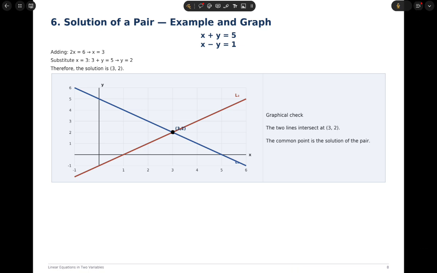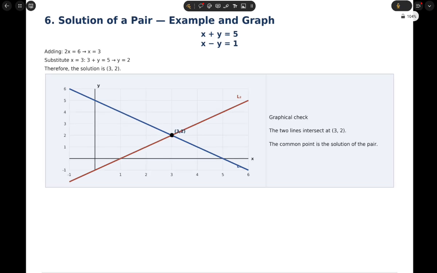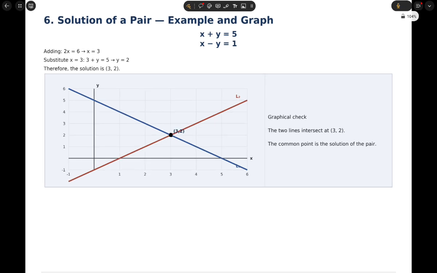Next, how do we find the solution of a pair of linear equations? There are several methods to find the solution of linear equations, but one of the methods is the graphical method. Here we have been given two linear equations, that is x plus y is equal to 5 and x minus y is equal to 1. We have found the values of x and y in the respective equations, then plotted these equations on the graph.